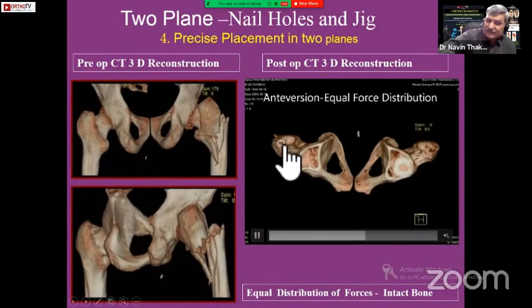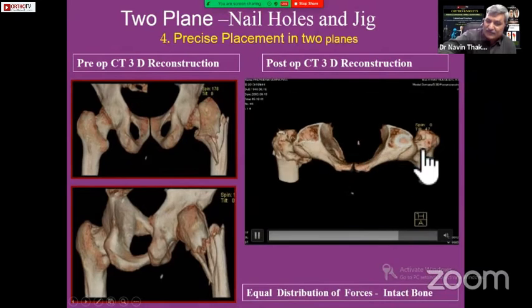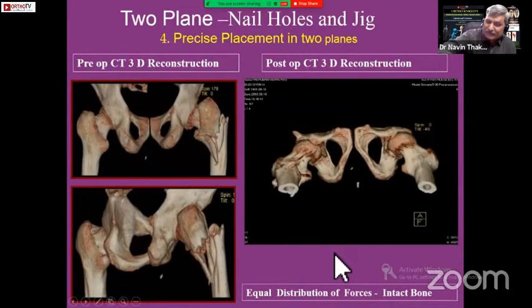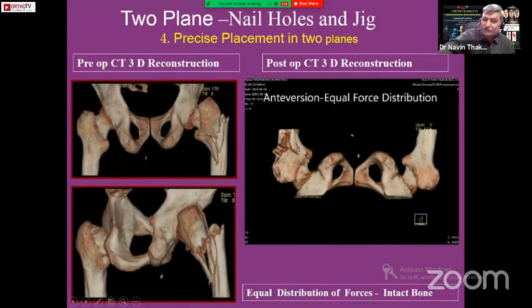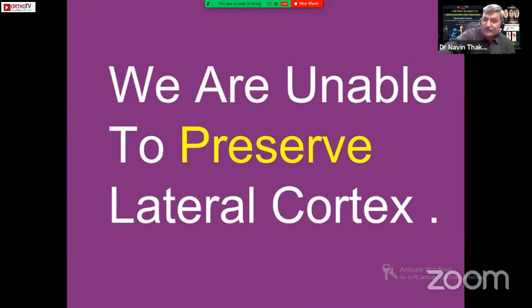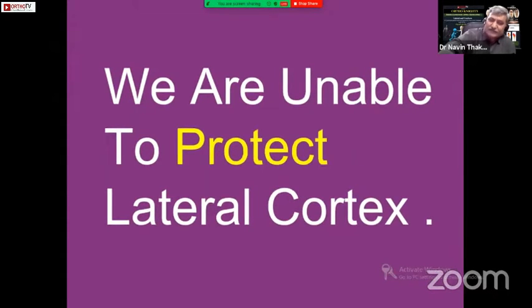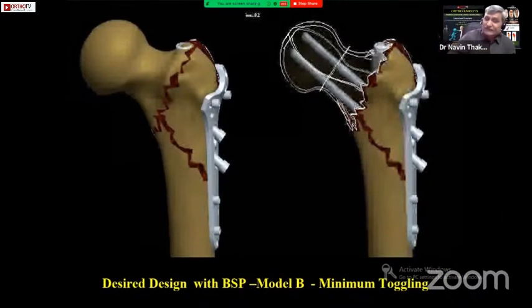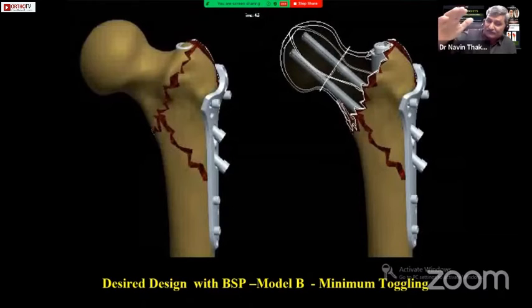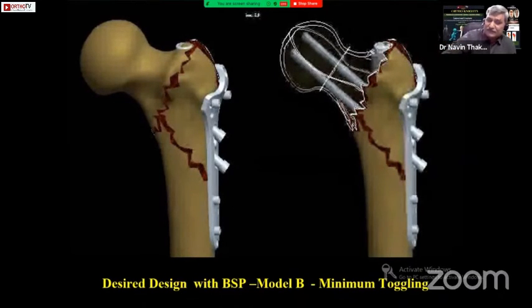Here is a nail and here are the screws. And as anatomy is reduced very well, the distribution of forces is like an intact bone. So we have to make the complete anatomy. And at the same time, we are unable to preserve the lateral cortex. And when it is broken, we are unable to protect the lateral cortex. That is the issue.